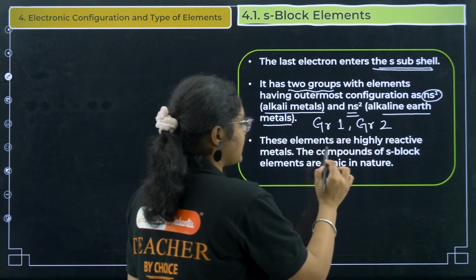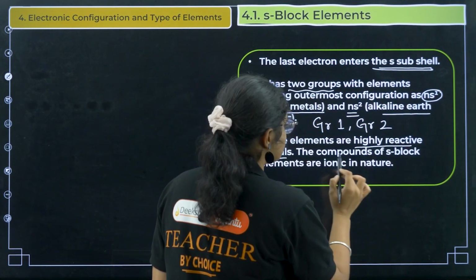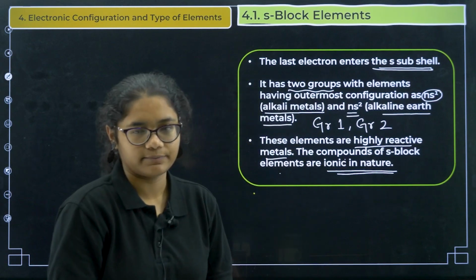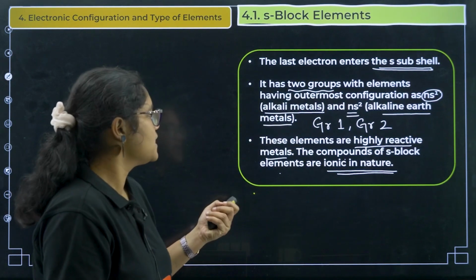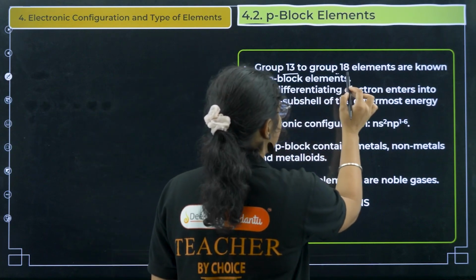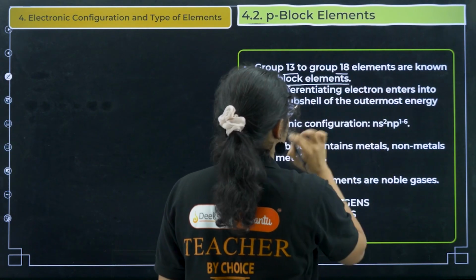These elements are highly reactive metals. The compounds of S block elements are generally ionic in nature. So, a very important thing here. Next, coming to P block. Group 13 to 18 elements are known as P block elements.